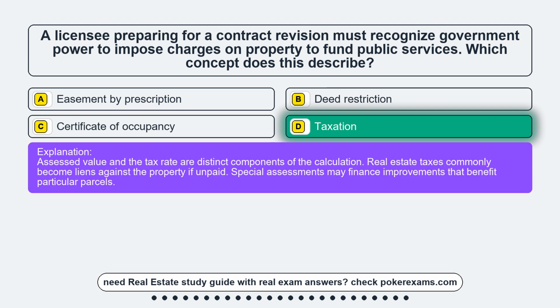Assessed value and the tax rate are distinct components of the calculation. Real estate taxes commonly become liens against the property if unpaid. Special assessments may finance improvements that benefit particular parcels.